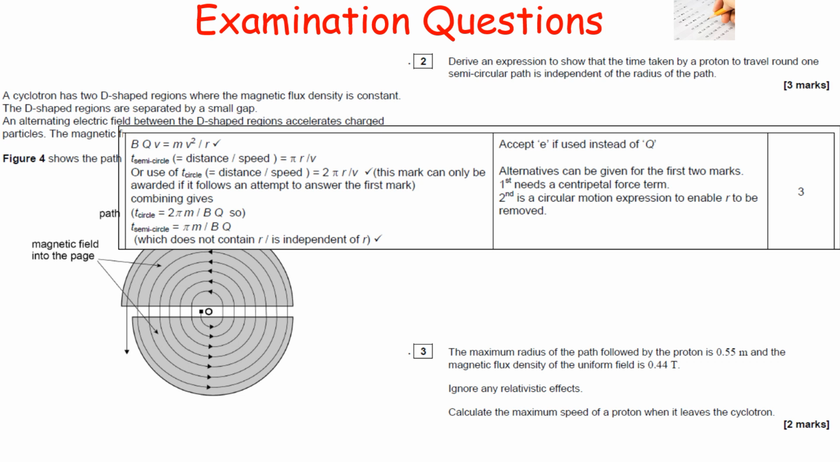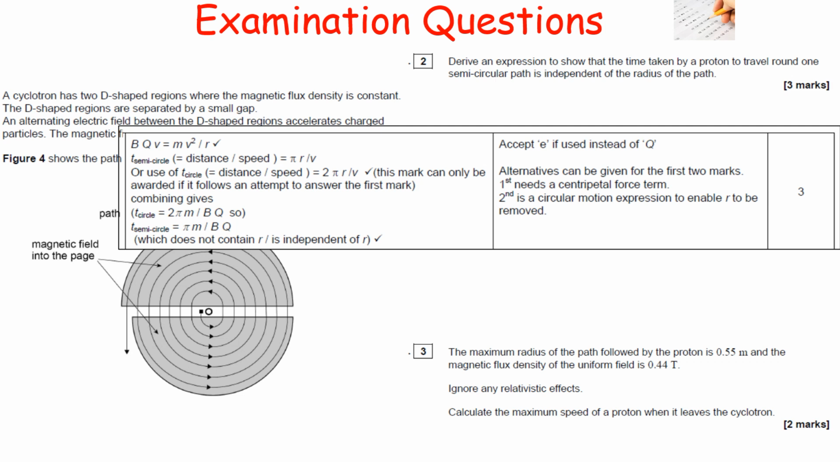Now we've got r from our equation bqv equals mv squared over r, so we can substitute that value in and then make r the subject and put time in the equation. We can then rearrange it all and get that the time in the semicircle is going to be equal to pi m over bq. Now you'll notice in this situation r is not present, so therefore it must be independent of each other.